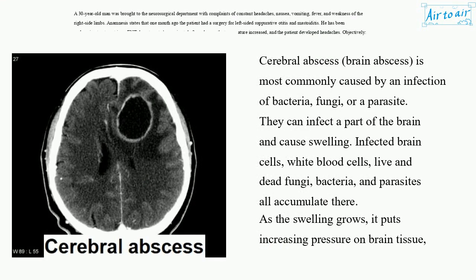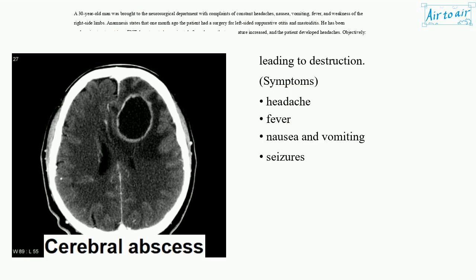Cerebral abscess, brain abscess, is most commonly caused by an infection of bacteria, fungi, or a parasite. They can infect a part of the brain and cause swelling. Infected brain cells, white blood cells, live and dead fungi, bacteria, and parasites all accumulate there. As the swelling grows, it puts increasing pressure on brain tissue, leading to destruction. Symptoms: headache, fever, nausea and vomiting, seizures.